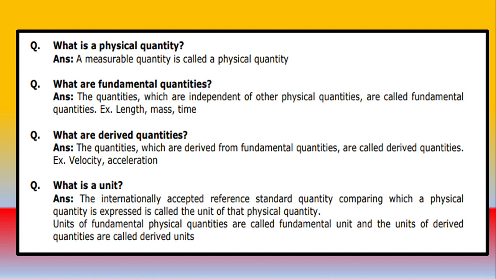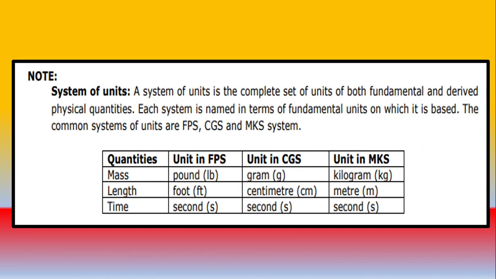What is a unit? Each physical quantity requires a way to measure it. A unit is an internationally accepted reference standard quantity, comparing which a physical quantity is expressed, and it is called the unit of that particular physical quantity. Units of fundamental physical quantities are called fundamental units, and units of derived physical quantities are called derived units. A system of units is a complete set of units of both fundamental and derived physical quantities. So we have fundamental and derived physical quantities, and all have their own units.